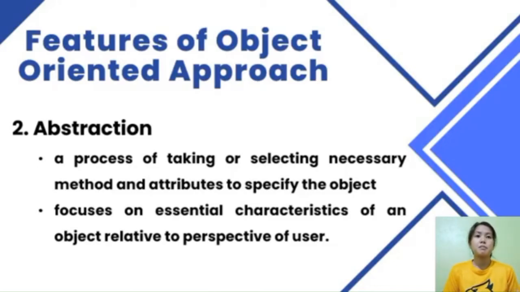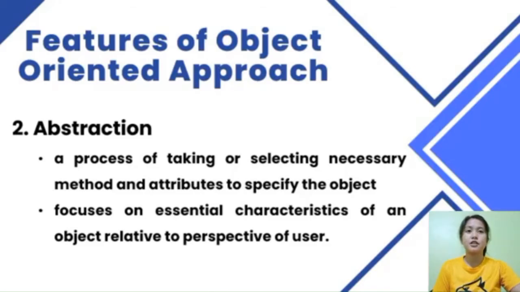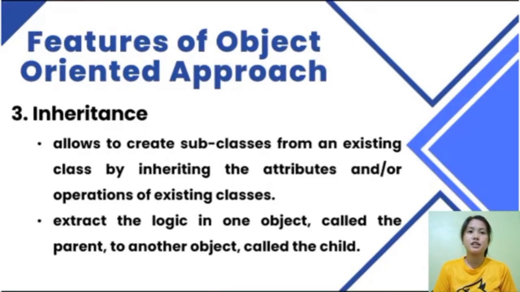Using the game example, the attack method may have many lines of code contained in it. This code can specify how the hero can be attacked and what effect the attack may have on the health of the hero. The enemy object does not need to be aware how the attack works, just that it works and it reduces the health of the hero. The third feature is inheritance.